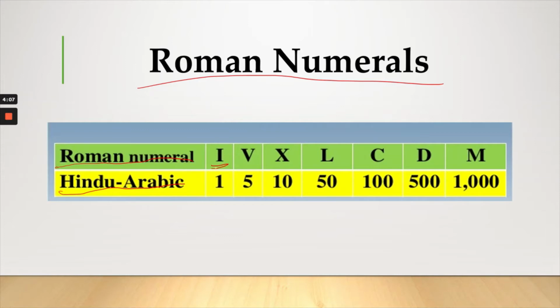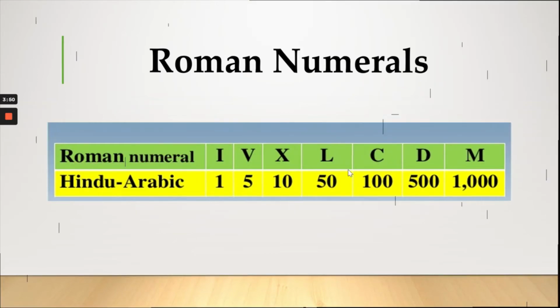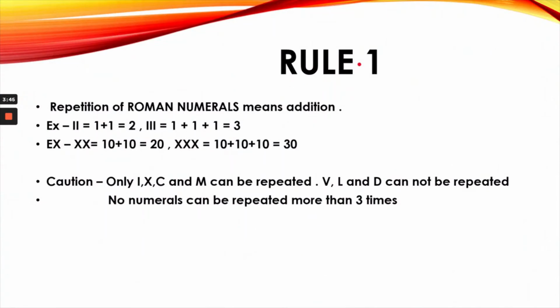In Roman numerals, I is called 1, V is 5, X is 10, L is 50, C is 100, D is 500 and M is 1000. You can see and note these down in your copy for learning them easily. So let's go ahead and see. There are some rules for Roman numbers. Rule 1.